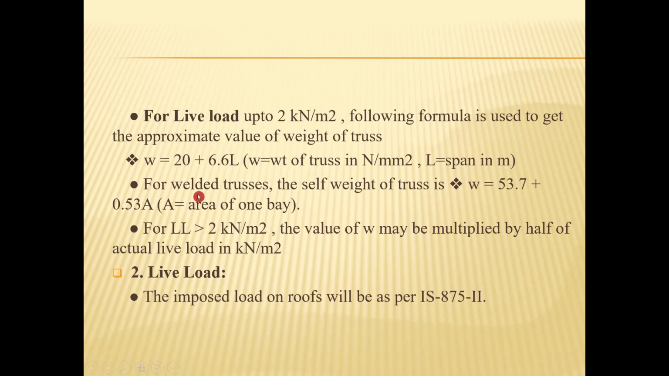For welded type of trusses, the self-weight of the truss can be calculated by the equation W is equal to 53.7 plus 0.53 into A, where A is the area of one way. For live load more than 2 kN per meter square, here it was less than 2 kN per meter square, the value of W may be multiplied by half of the actual live load in kN per meter square. Generally the live loads are calculated as per IS 875 part 2.